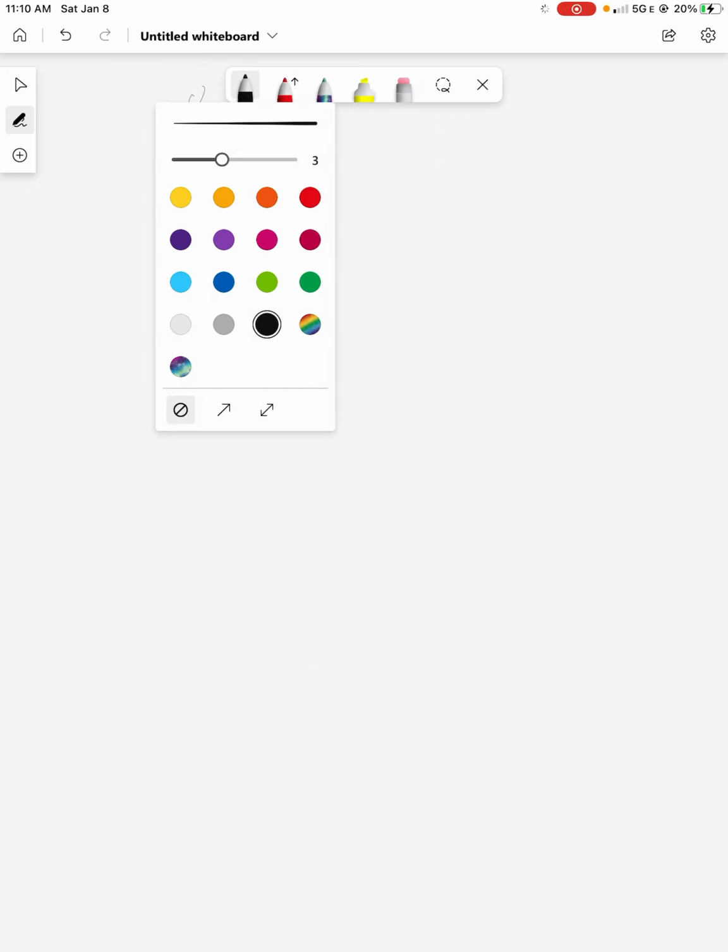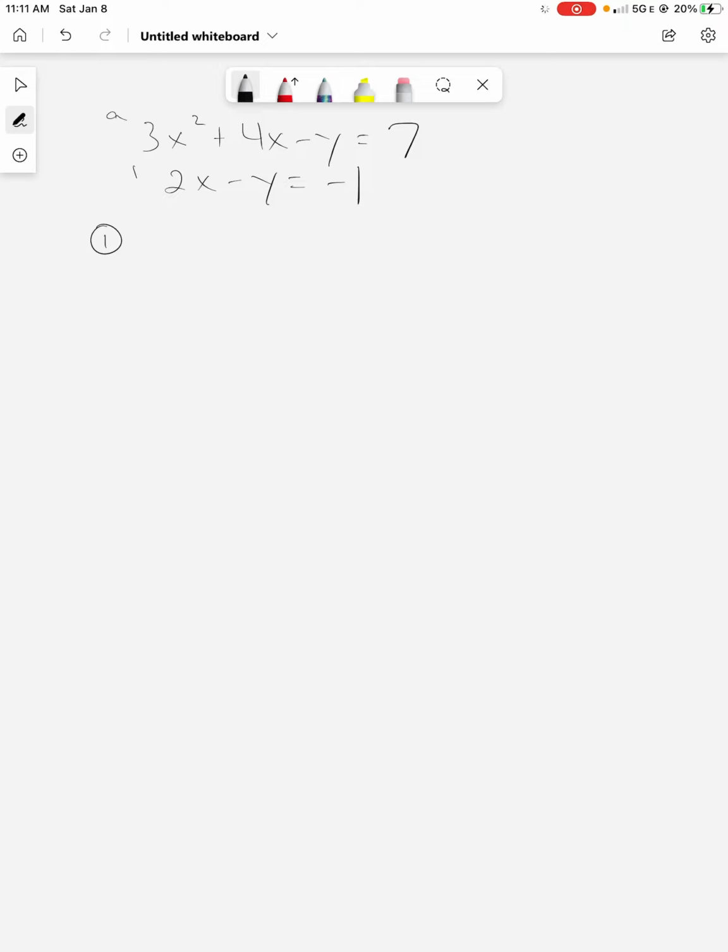Okay, let's take a look at another example. We have 3x squared plus 4x minus y equals 7, and 2x minus y equals negative 1. First I'm going to choose equation B because it is a simpler equation. It doesn't have a square in it, so it'll be easier to solve. And I'm going to solve it for y.